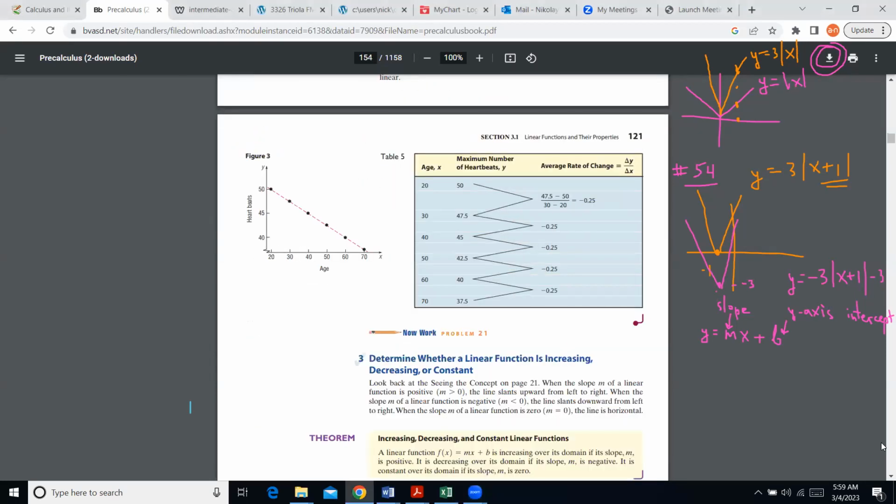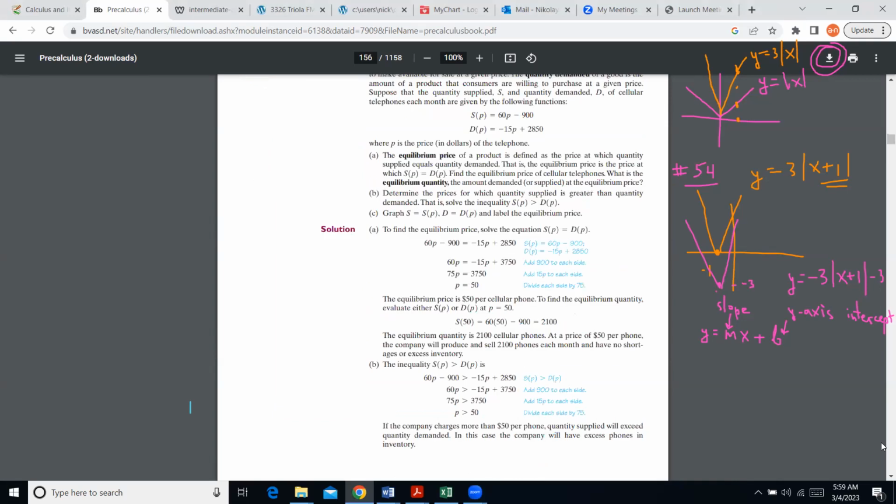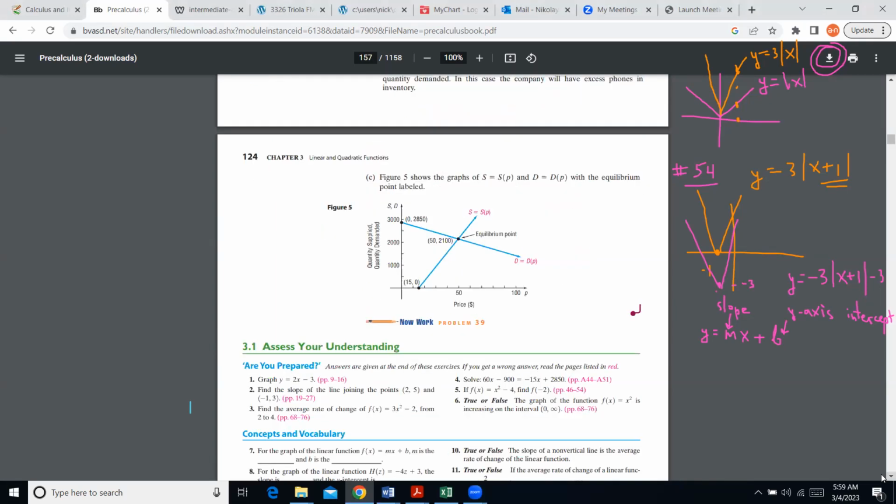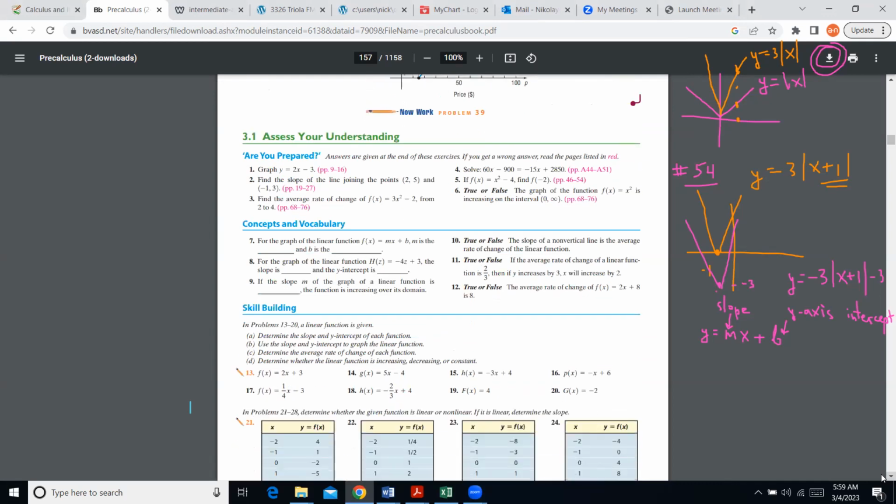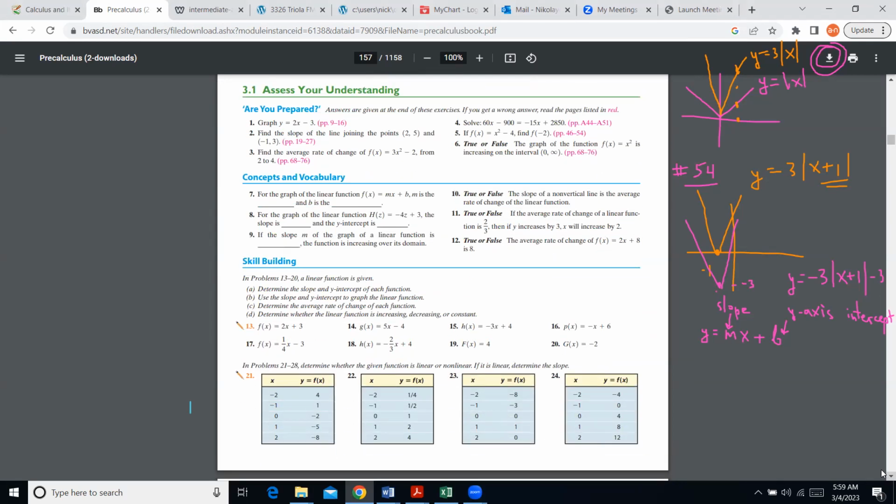In every section of the textbook we have here, there is a little bit of a story, and at the end we have exercises. I told you not to worry about the problems called "Are You Prepared?" So the group of exercises with "Are You Prepared?" you don't have to worry about. And the vocabulary concepts you can also skip. For the homework, you should look at problems that deal with the skill building group of exercises. They start at problem number 13.